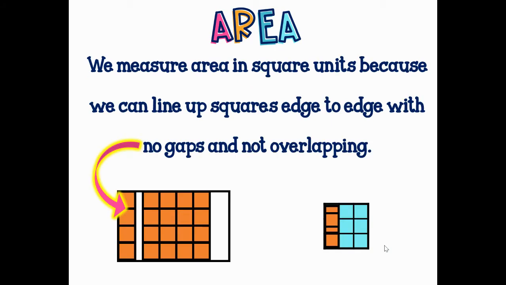When we measure area in square units, it's because we can line up squares edge to edge without any gaps or overlapping. Notice how in that left rectangle, there are a lot of gaps in between those squares. And in the square on the right, I have a lot of overlapping squares, so they're not lined up edge to edge. These are both examples of what not to do.